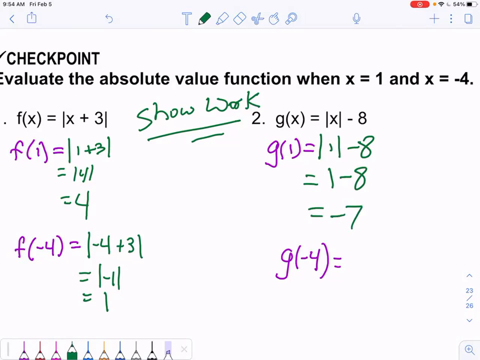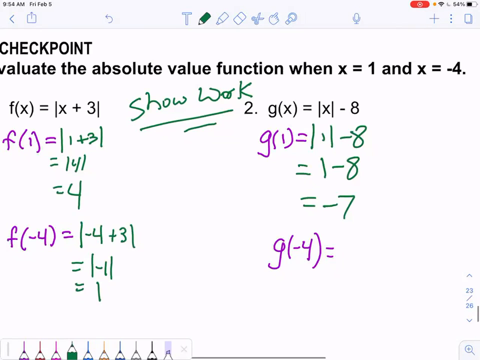Good. And Michael, what did you get for g of -4? I didn't get to that one yet. Okay. Well, we can do it together. What's the absolute value of -4? +4. Good. What's +4 minus 8? -4. You got it.